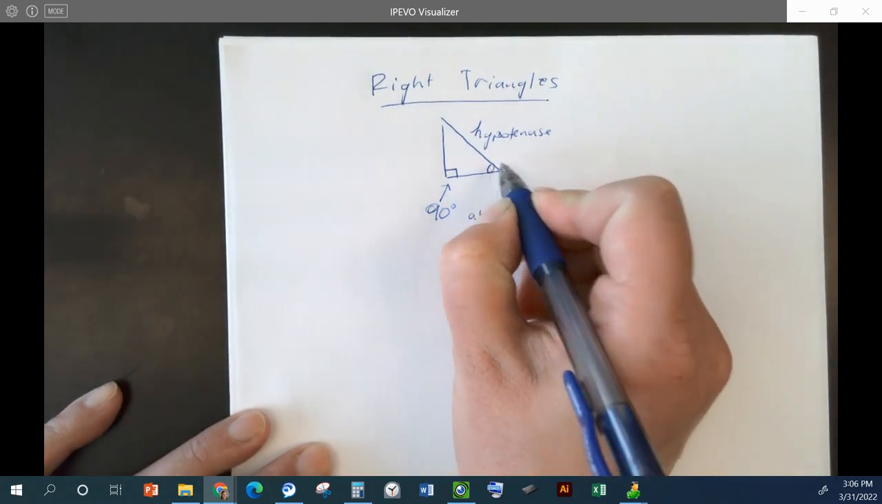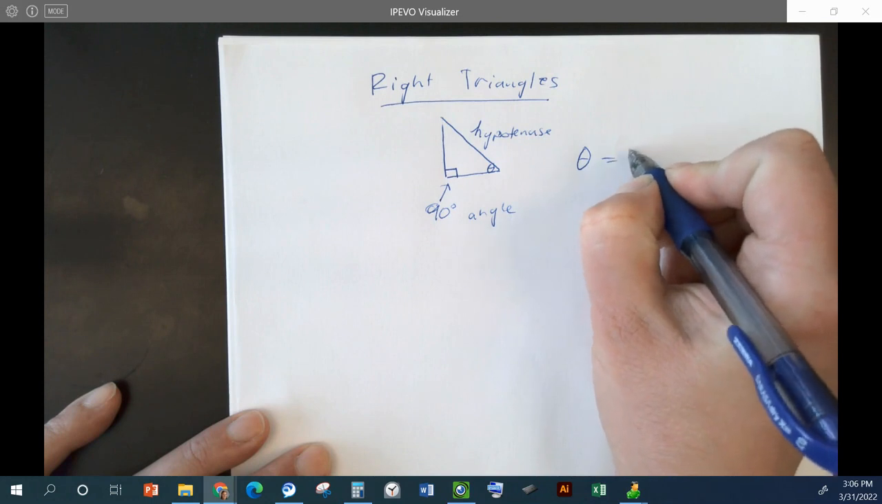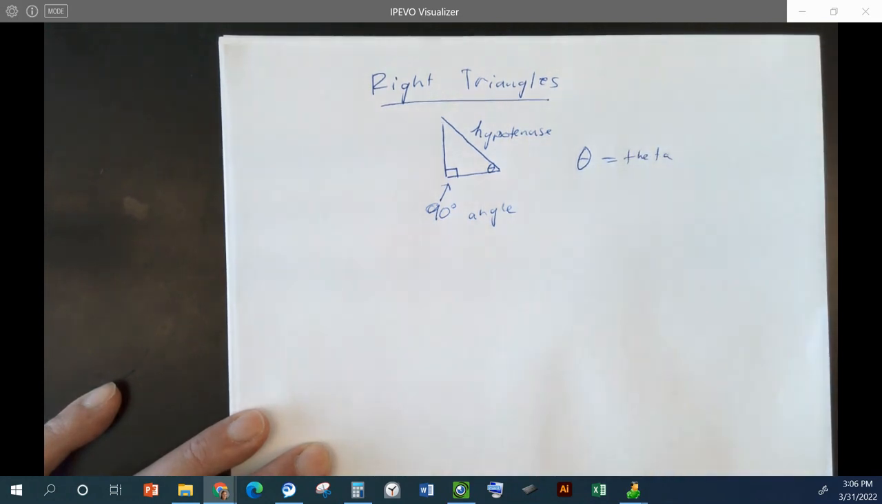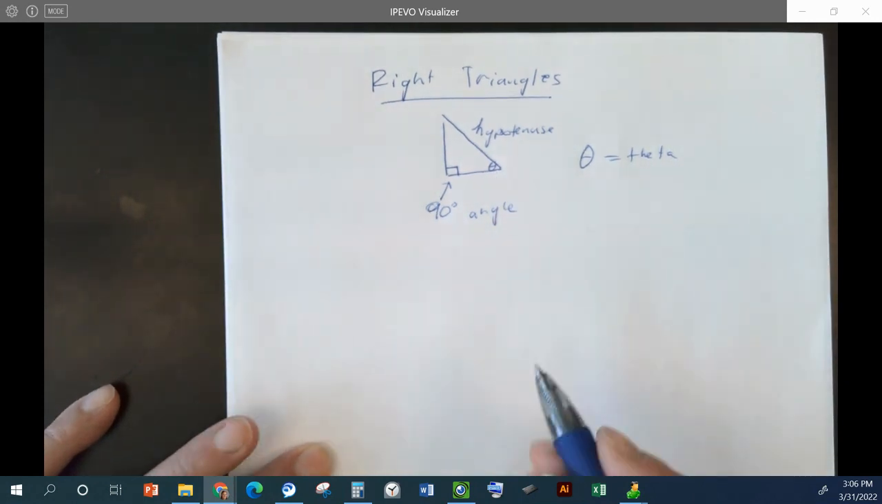So if this is the angle we're talking about, so maybe I'm going to call that theta. Theta is a really common angle name. So this thing is called theta. Then we have some relationships that we're going to talk about.